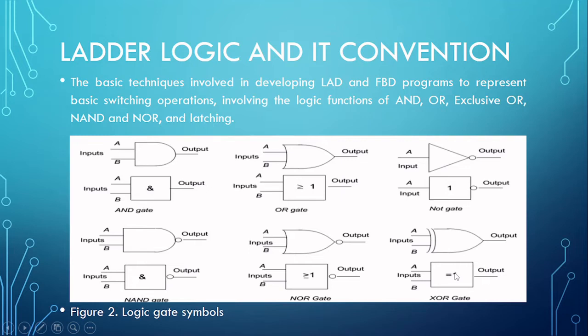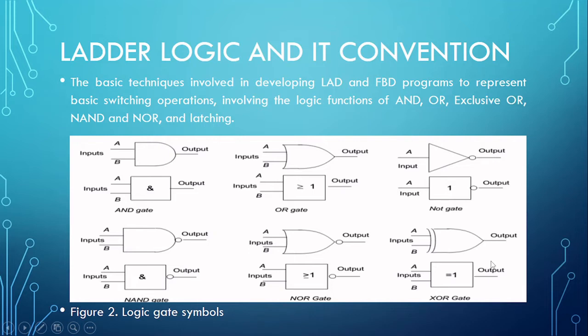For the OR, it is greater than or equal to 1. So for the OR gate, there are instances whereby both inputs can have a binary level of 1 and the output would still have a binary level of 1. But for the XOR, it's only when either of them has a binary level of 1 that the output will have a binary level of 1. So at other instances, the output here will have a binary level of 0.